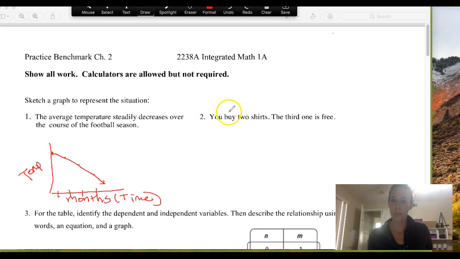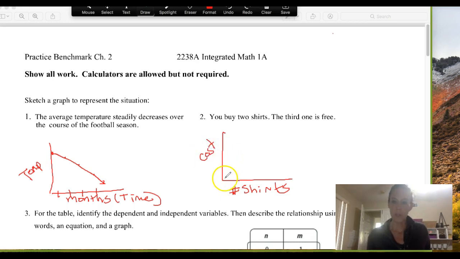How about this one? You buy 2 shirts, the third one is free. So let's make a little graph here. And we'll do the number of shirts we buy related to the cost. So we'll do shirts here, because the cost depends on the number of shirts. That will be our Y. And then we'll do cost here.